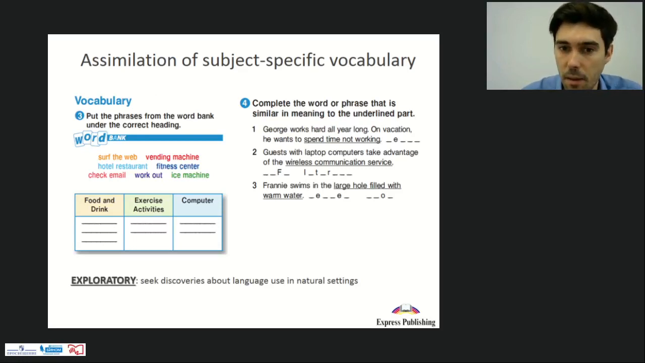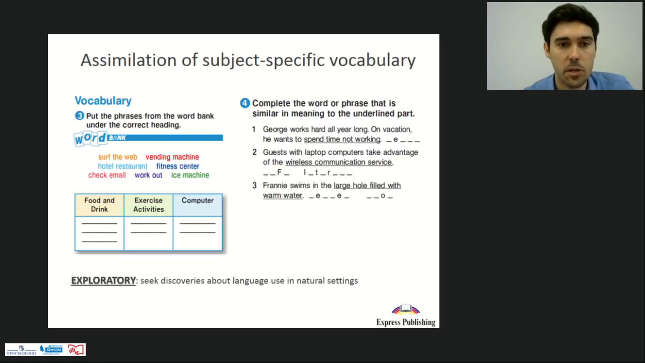In this way, the materials are exploratory. The students are finding out about the language in natural settings. In natural settings, we have here the definitions. We have realistic phrases or comments that the students can use to acquire the language.